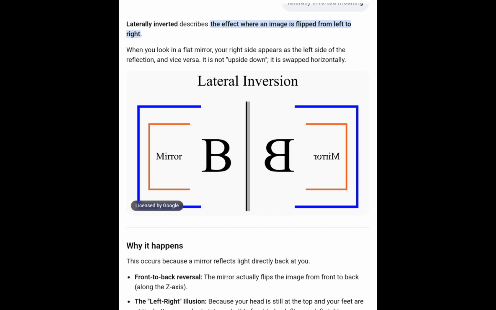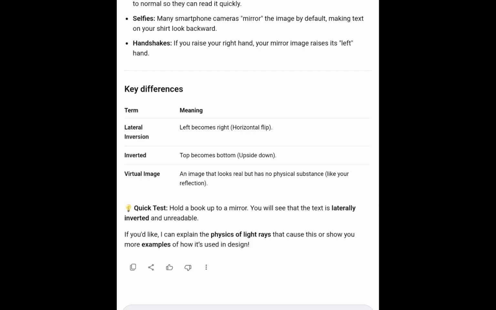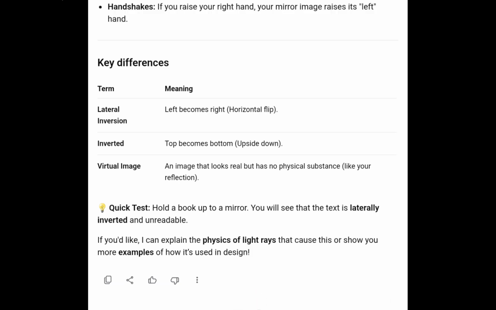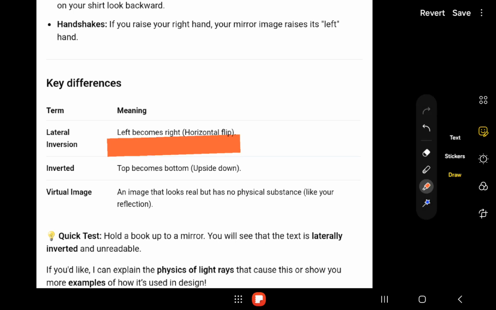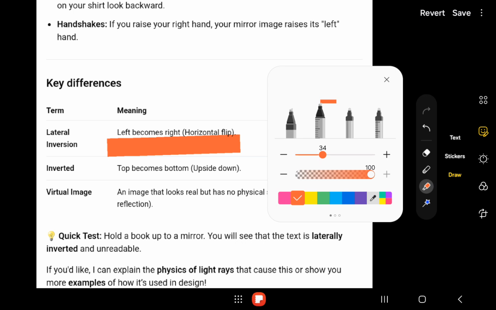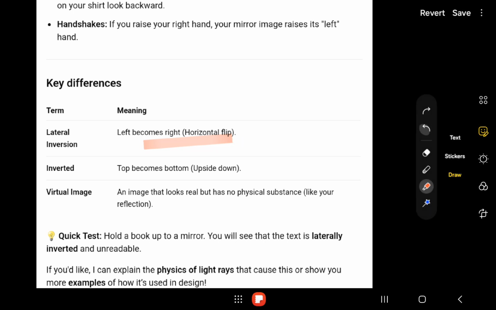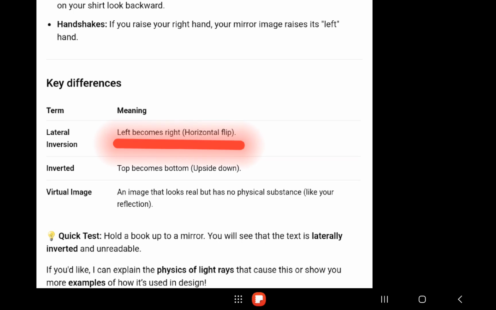Horizontally. So this is the meaning of lateral. It becomes horizontal.